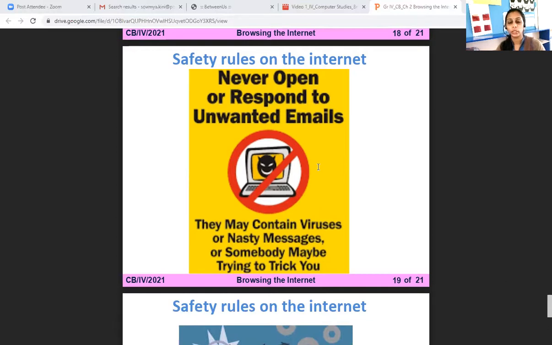We think, okay, it might be from the bank or something important and we have to reply to this. No. If we don't know the sender, or the email or any content is unauthorized or we don't know it properly, we are not supposed to answer or open such emails.